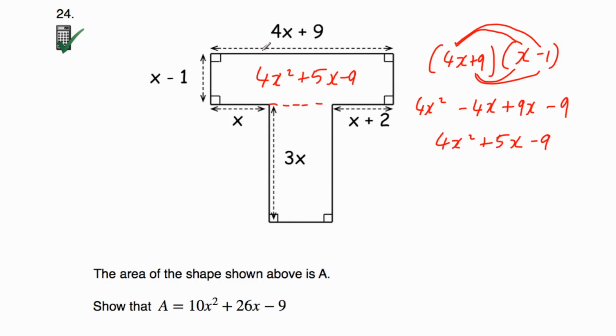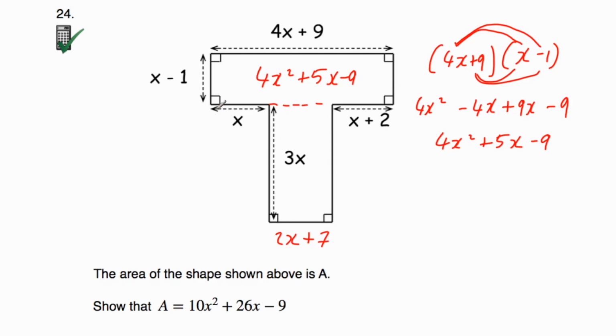But if we have a look at the whole length of this whole shape from here to here, it is 4x plus 9. Now we've got this distance and this distance. So if we take both of those distances away from 4x plus 9, we'll get this distance here. So we've got 4x, and we're taking away an x and taking away another x. That would leave us with 2x. And then we've got a 9 and we're taking away 2, so that'll be plus 7. So this width would be 2x plus 7.